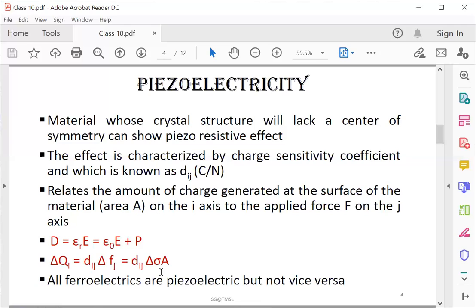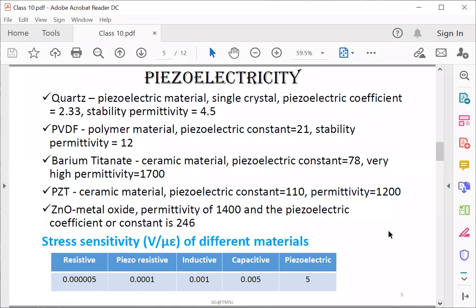Now the material that is called a ferroelectric material will have piezoelectric effect, but all piezoelectric materials are not ferroelectric materials. So the converse is not true, but all ferroelectrics are obviously piezoelectric. Okay, so ferroelectrics are piezoelectric, but not vice versa.